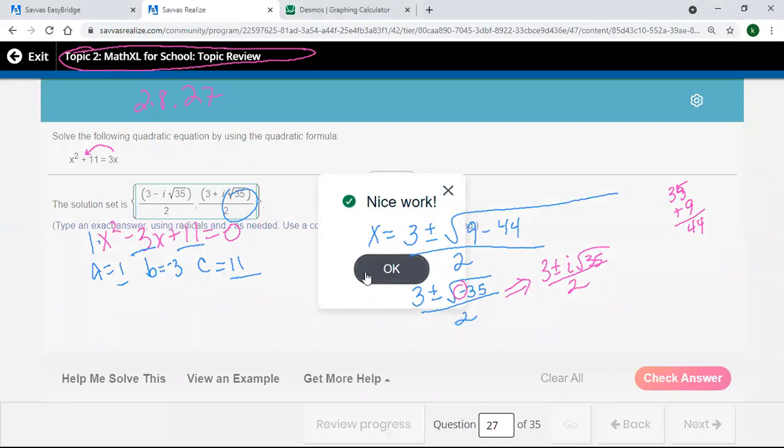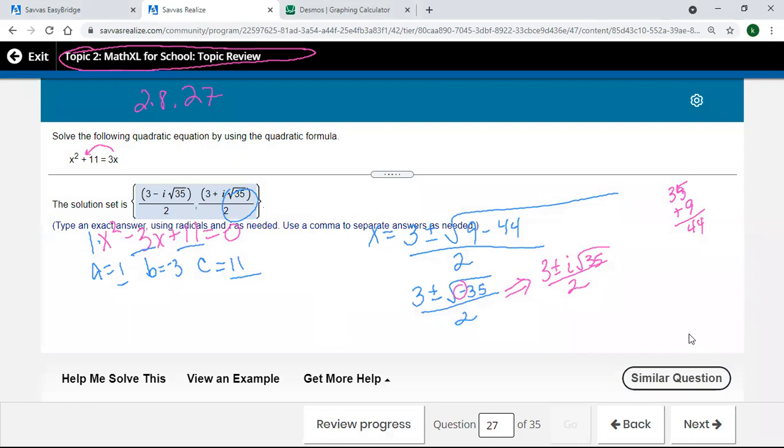That's all you have to do on that problem, but a couple little tricks in there that you might fall for. Hopefully that helps. Keep after it. You can do this.